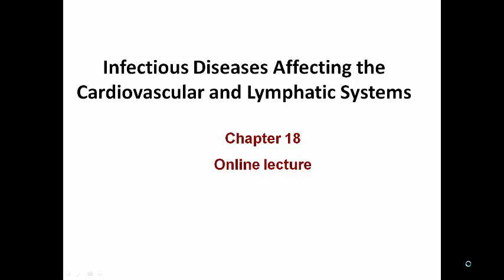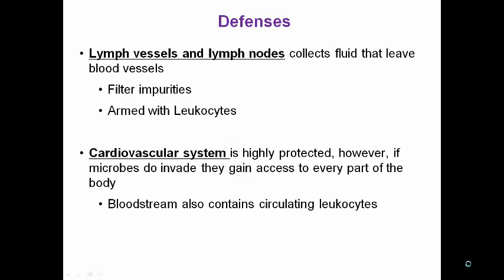Infectious diseases affecting the cardiovascular and lymphatic systems. The defenses of this system: the lymph vessels and lymph nodes collect fluid that leaves the blood vessels. This helps to filter out impurities, and then of course they are armed with leukocytes, our B cells and our T cells and all of our immune cells that are getting ready to attack. We can find those in our lymph system.